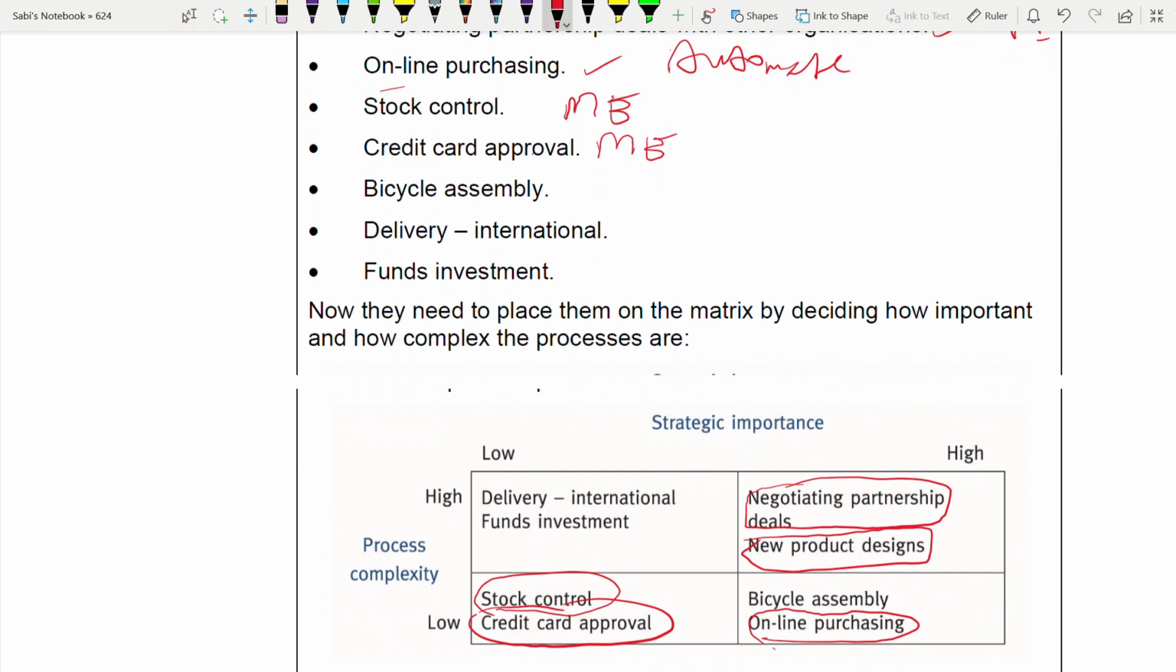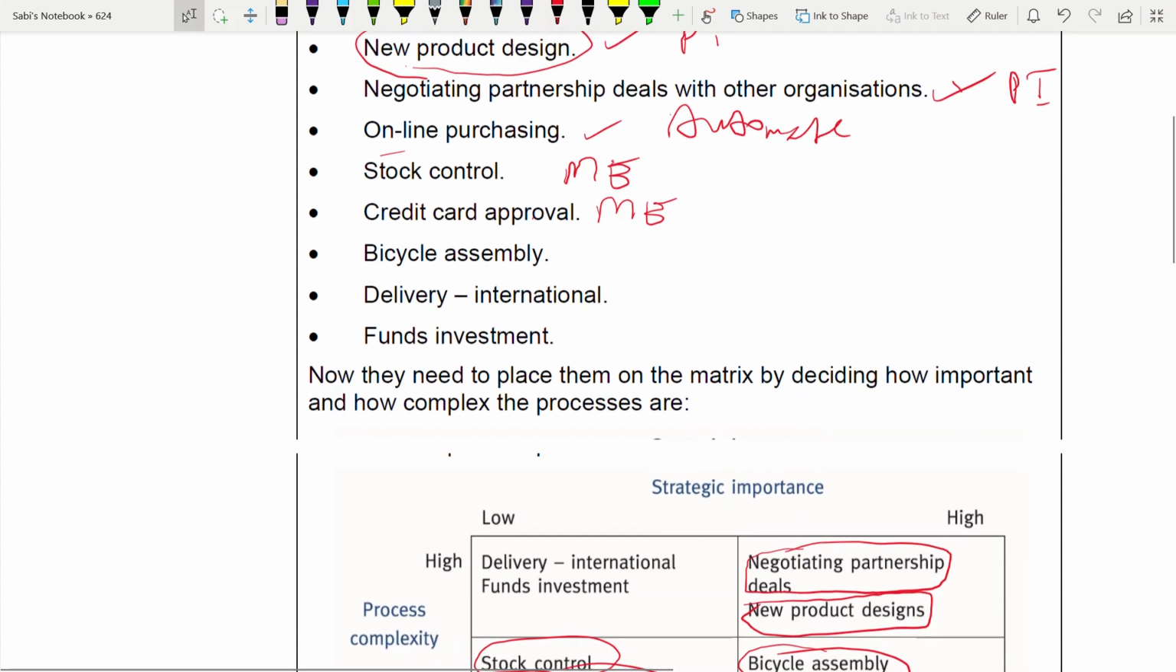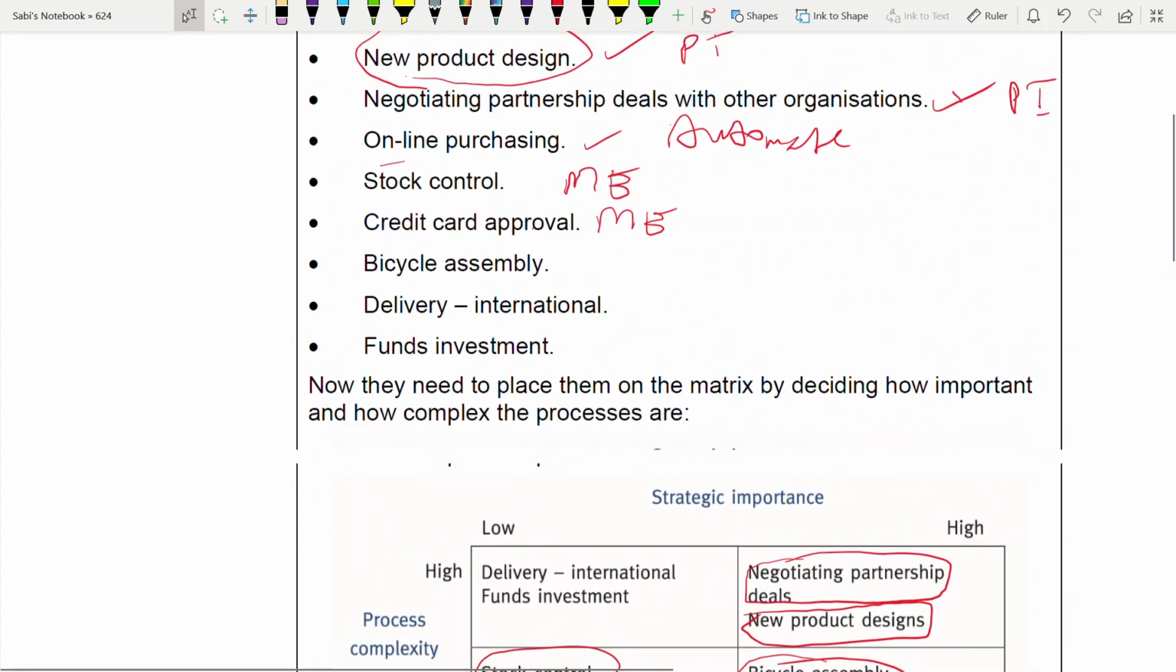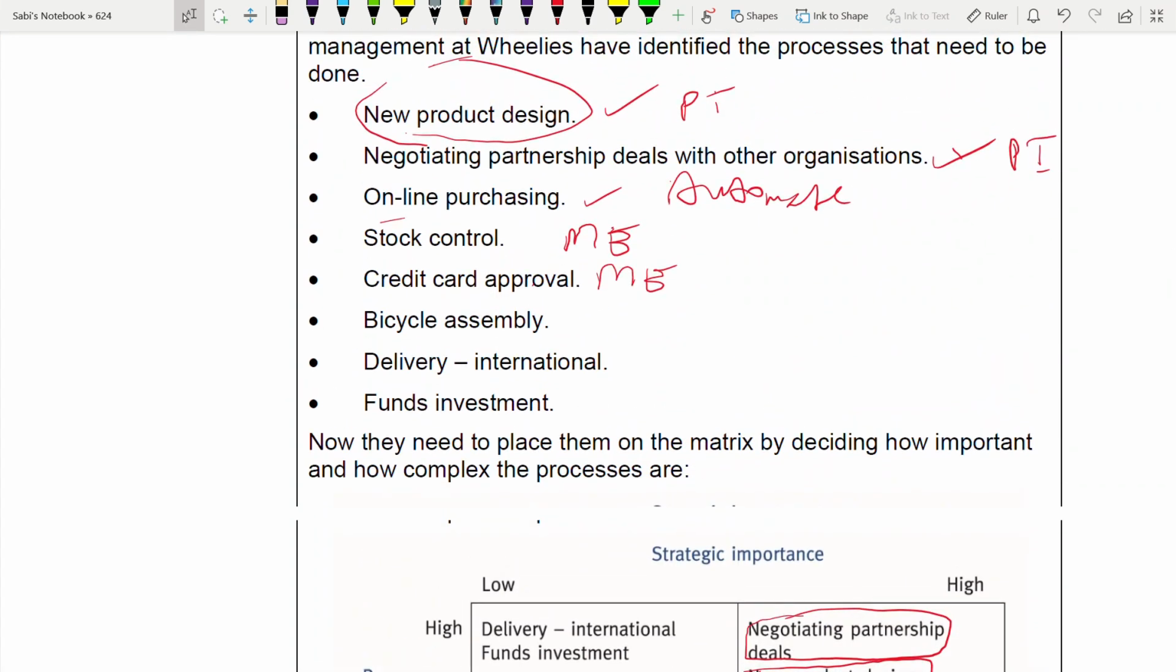Okay. You see here. Sorry, this is not outsource. This is automate. And the remaining two you can see, it is outsource. Fund investment and deliver international. Because complex is high, but strategic importance is low here.